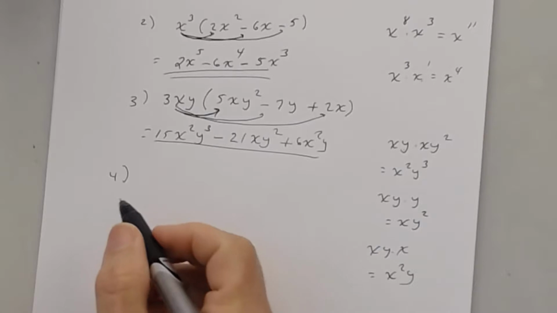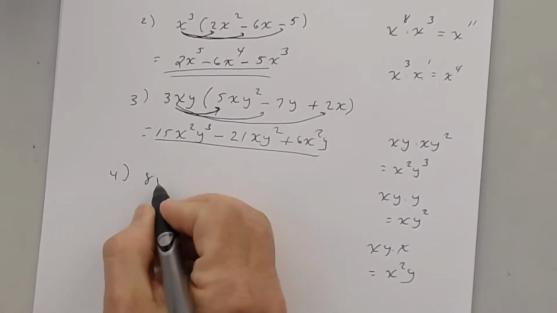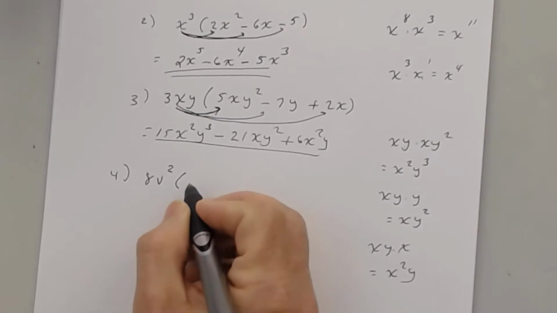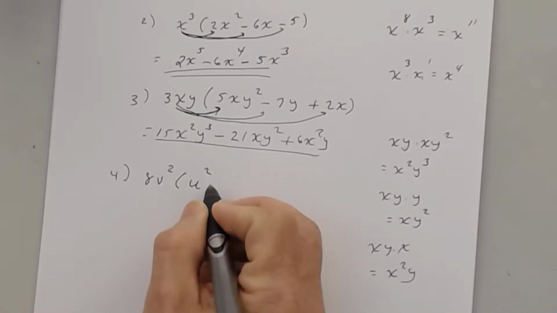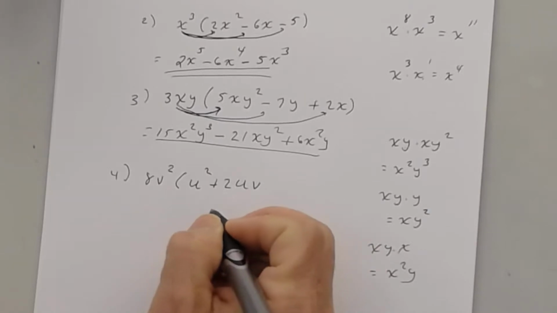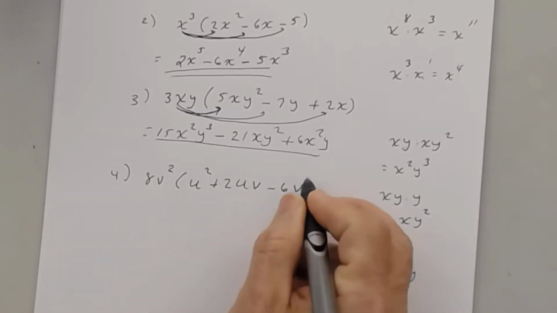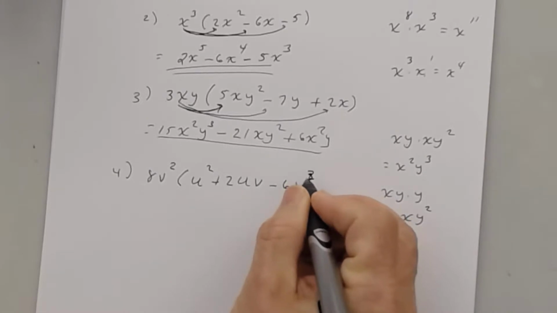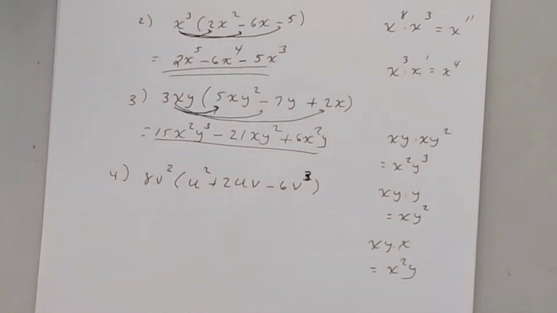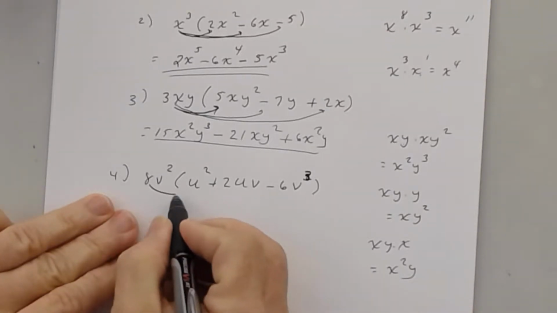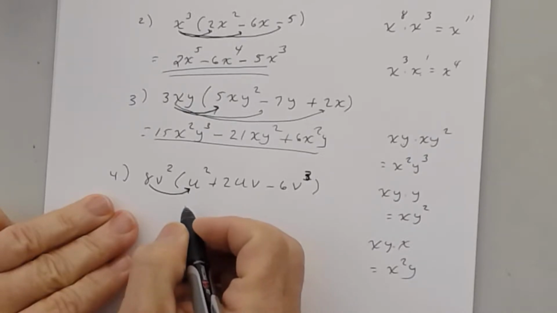Number four, let's suppose you had 8v squared times u squared plus 2uv minus 6v cubed. Let's put cubed here. So 8v squared times u squared plus 2uv minus 6v cubed. All right, you want to multiply this? You're going to use what property? Distributive property.